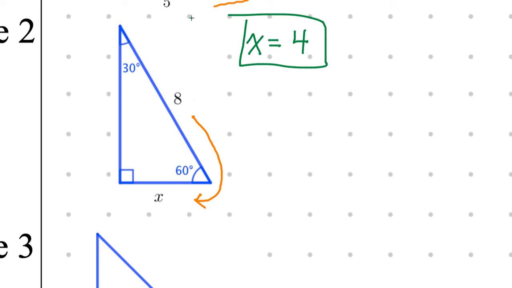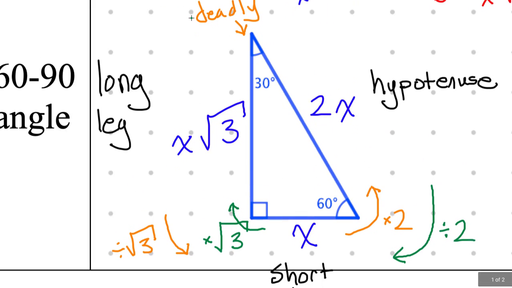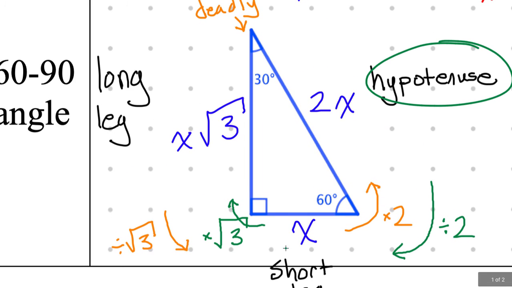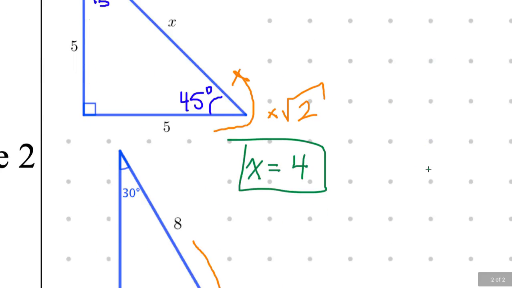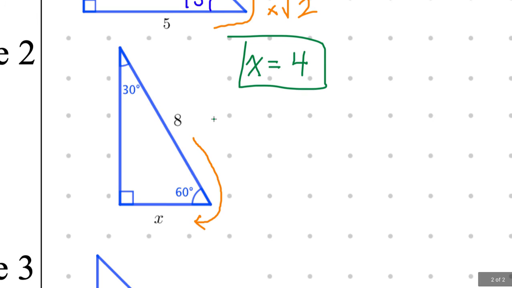I divide by 2 to get from the hypotenuse to the short leg of a 30, 60, 90 triangle. I'm going in this direction, so I'm dividing by 2. So I come down here and I say 8 divided by 2 is 4. Done. That's it. That simple? That's simple.